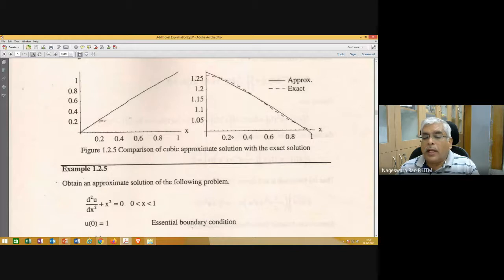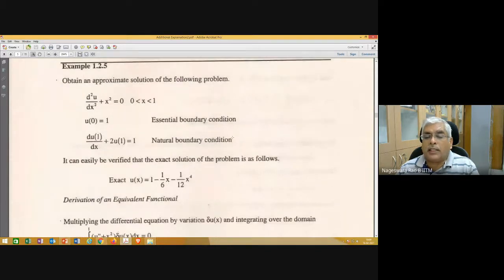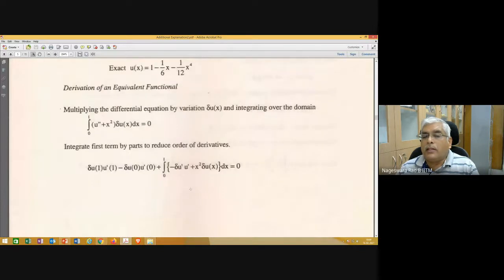Another example is illustrated here, and you can go through that as well. The notation is slightly different. It is written in a compact manner: instead of writing d square u over dx square, it is written as u double prime. Compact notation is used here.